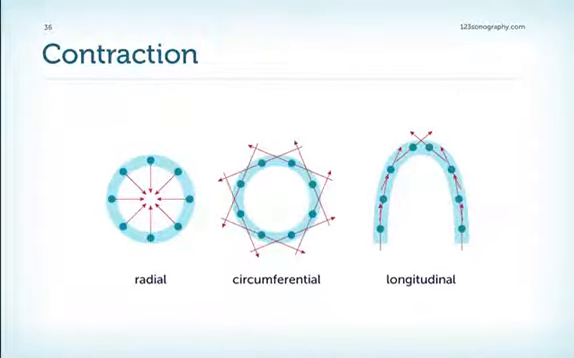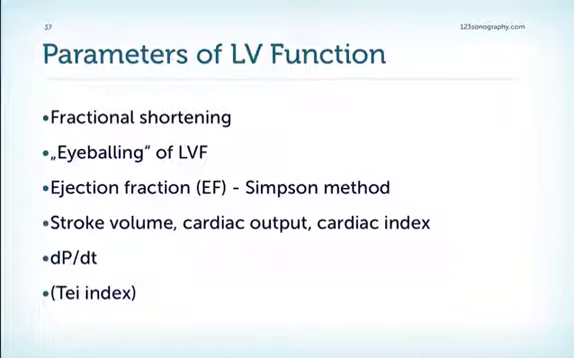With these techniques, we've also come to understand that there are different components of contraction: the radial component, which is directed inwards to the center of the ventricle, the circumferential motion, which gives the heart a certain degree of twist, and also the longitudinal component, which is directed from the base to the apex and vice versa. We have to keep these factors in mind when we interpret left ventricular function.